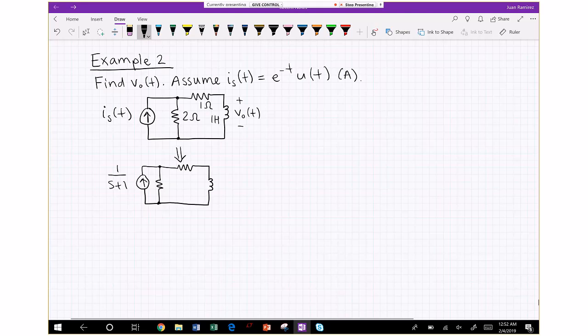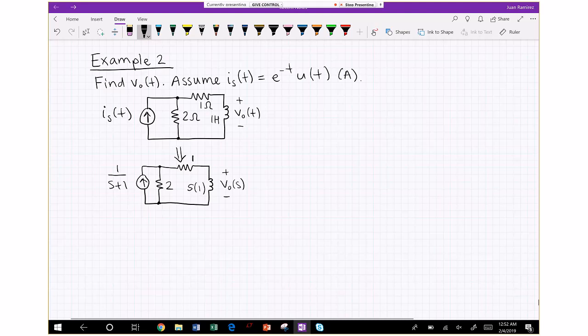How about the resistance 2? The S domain impedance will be the same as the resistance 2. Same goes for the resistance 1 of value 1. And then for the inductance of value 1 Henry, the impedance will be S times 1 Henry. And what we're looking for is the S domain output voltage.